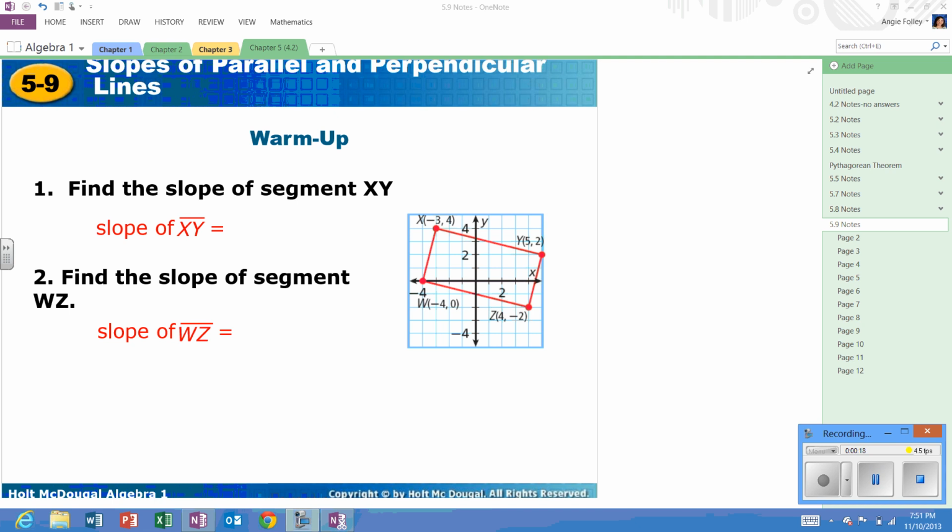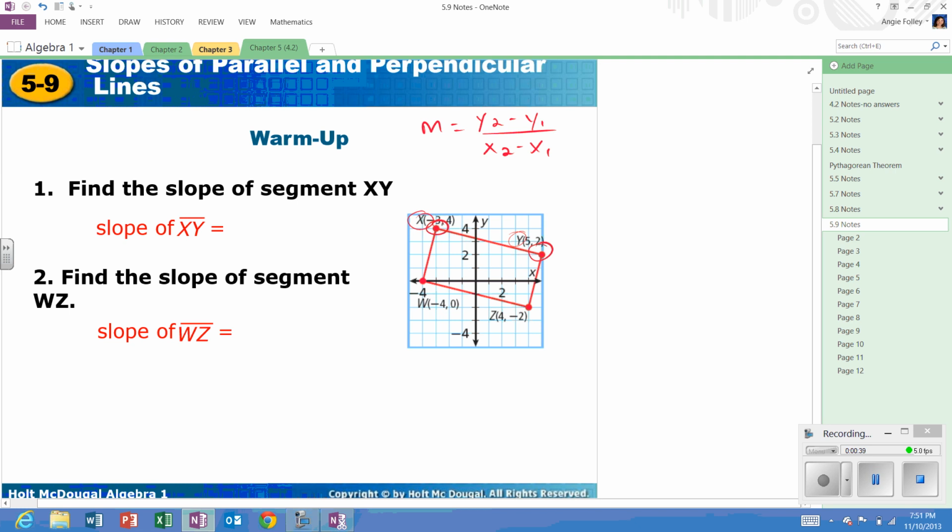Okay, so they want us to find the slope of the line segment. The first line segment is XY, so that's going from here to here. Our slope formula, remember, is y2 minus y1 over x2 minus x1. We're going to use Y as our second point and X as our first point. So I'm going to do 2 minus 4 over 5 minus negative 3, which is equal to negative 2 over, this becomes 5 plus 3, so negative 2 over 8, which becomes negative 1 over 4.